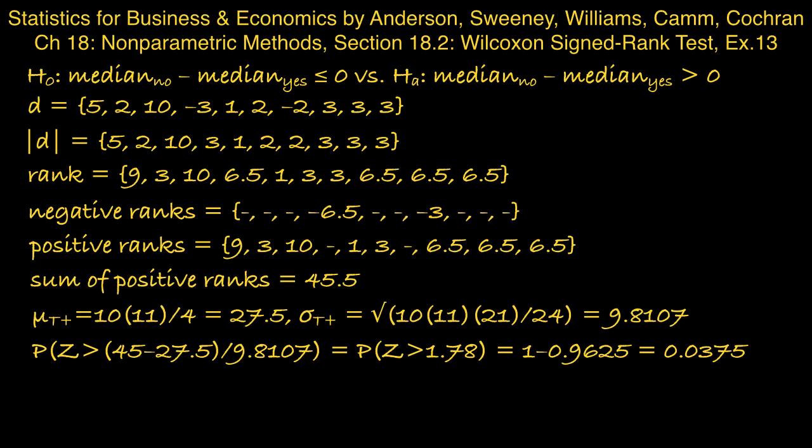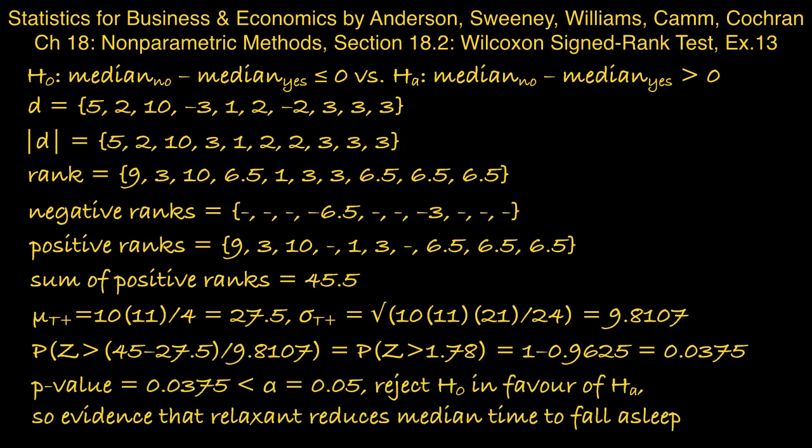and the tail area to the right of 1.78, if we look up a standard normal table we can find the area to the left of 1.78 comes to 0.9625. So therefore the area to the right would be 1 minus that, which comes to 0.0375. So that's the p-value for our test, and since it's less than our significance level alpha, we reject the null in favor of the alternative, and so there is evidence that the relaxant reduces the median time to fall asleep.